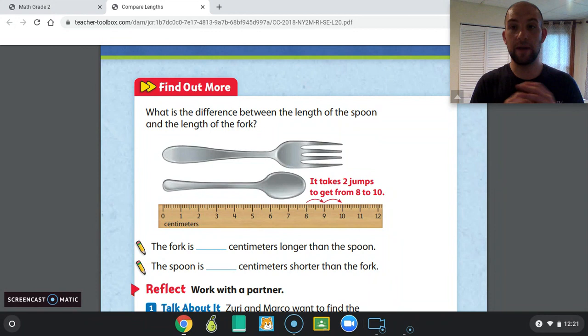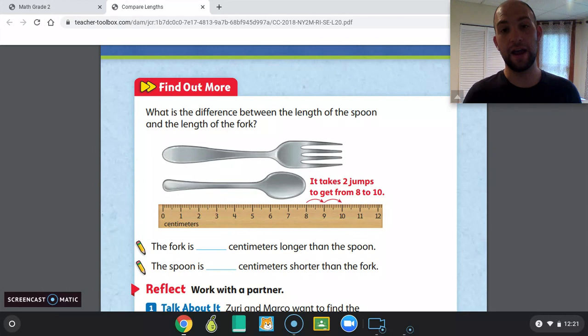So what is the difference between the length of the spoon and the length of the fork? We can see based on our diagram here that the fork is 10 centimeters long and our spoon is 8 centimeters long. The end of the fork comes right down to 10. The end of the spoon, we can follow right down to the 8. If you look, you can take 2 jumps to get from 8 to 10. The fork is 2 centimeters longer than the spoon. We could also say it a different way: the spoon is 2 centimeters shorter than the fork.